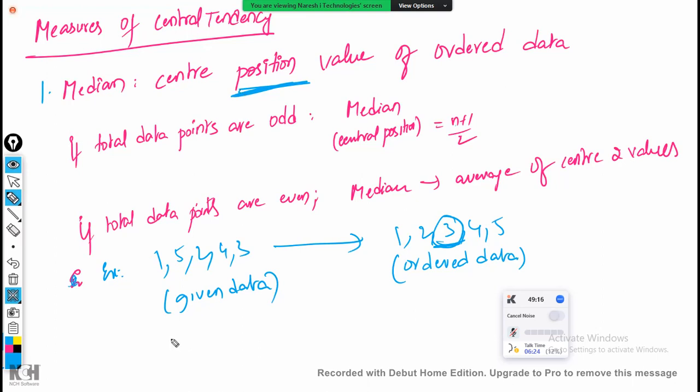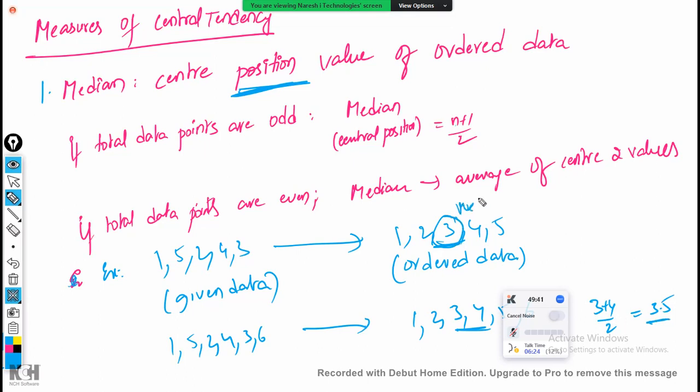Now, for example, I have 1, 5, 2, 4, 3, and 6. Then the ordered data is 1, 2, 3, 4, 5, 6. Now, the center position has two values. The average of these two is 3 plus 4 divided by 2, which is 3.5. This is the median value. For this data set, this is the median. For this one, this is the example, and for this one, this is the example.